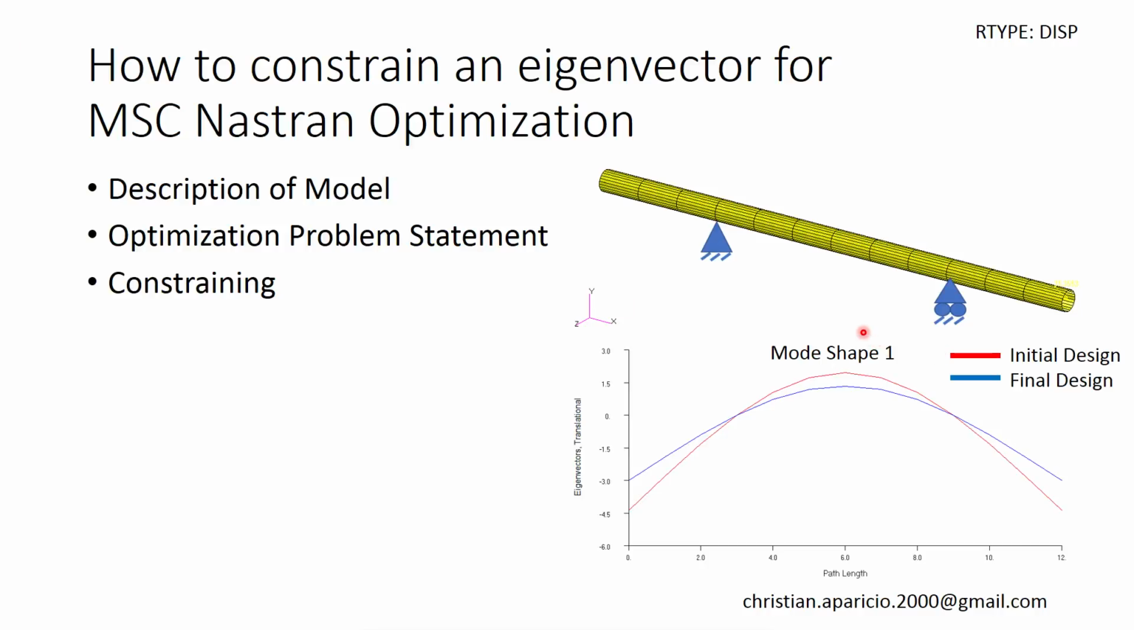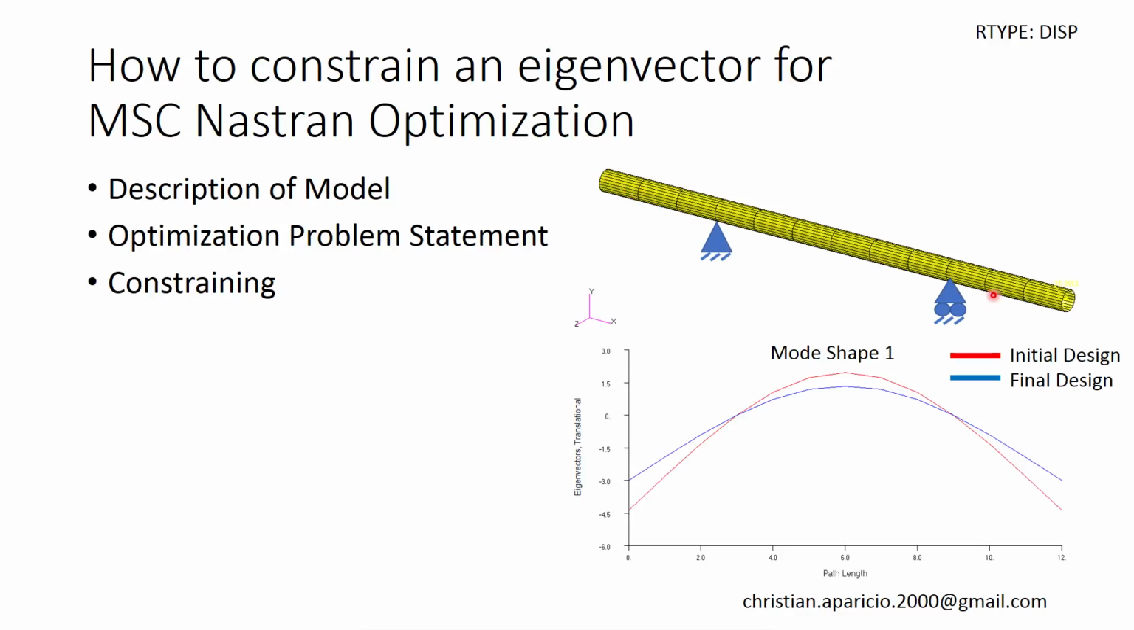Hi everyone. Today we are going to walk through the process of constraining an eigenvector for MSC Nastran Optimization. I'm going to describe what our model is for today. I'm going to describe what the optimization problem statement is. And then I'm going to walk you through the process of actually constraining the eigenvector for optimization. So to start off with, let's describe the model.